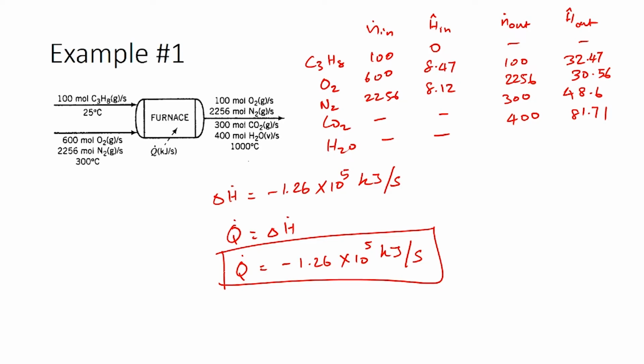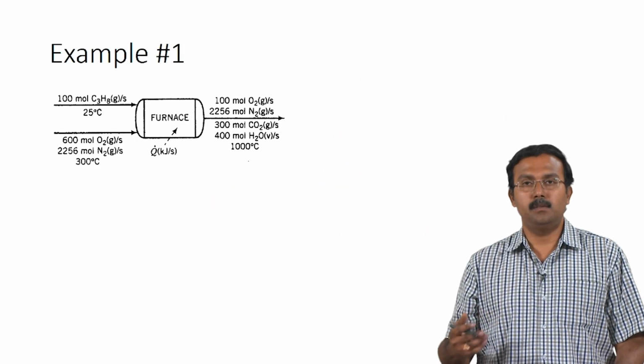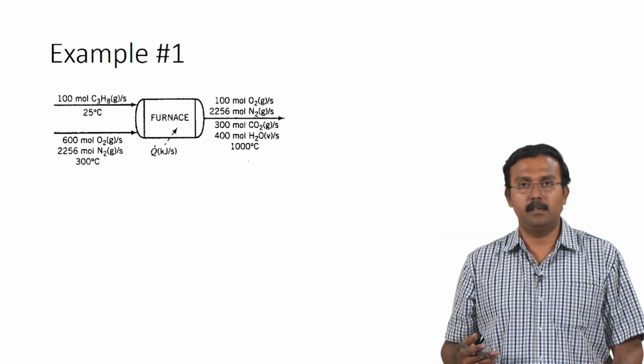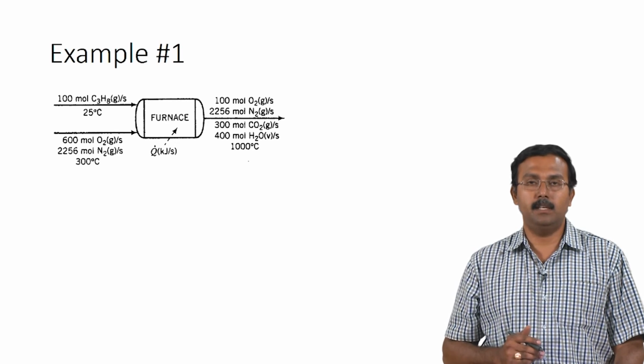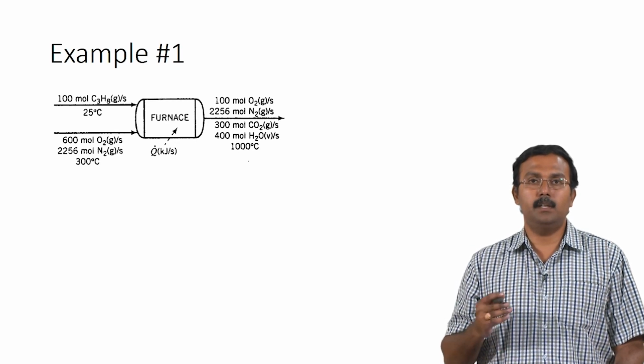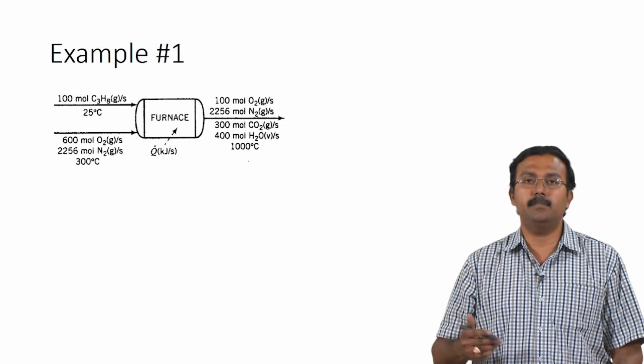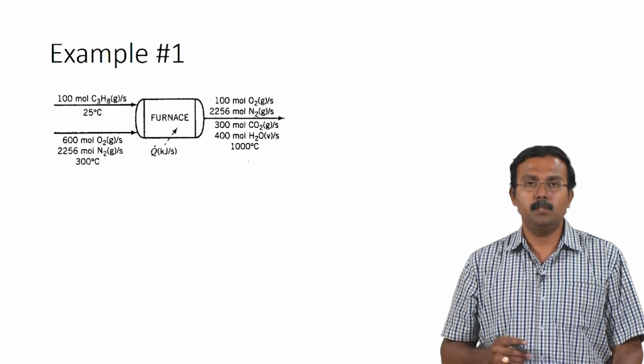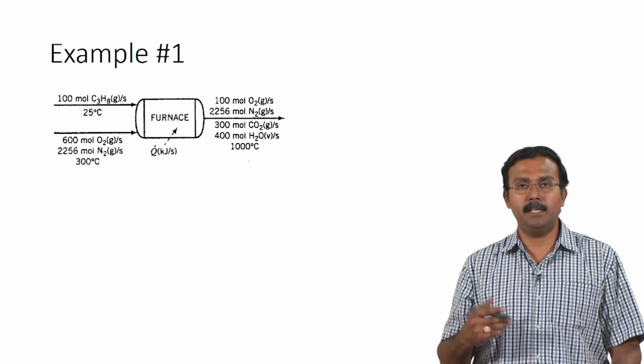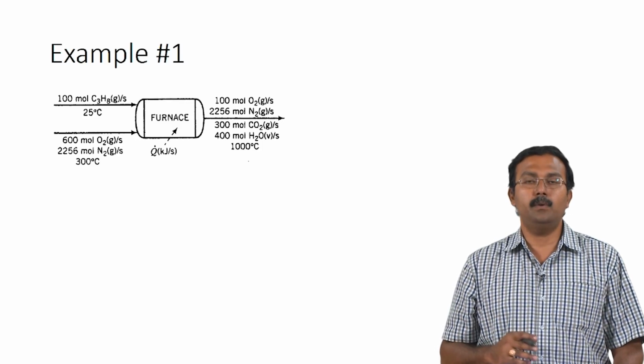So, this way we have actually applied the heat of reaction directly and we have been able to solve the problem. Now, let us look at the heat of formation method. So, in the heat of formation method, we would prefer to use it when you have multiple reactions or when you have a reaction where the heat of reaction is not readily available.